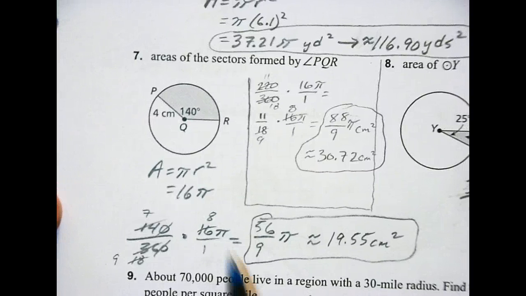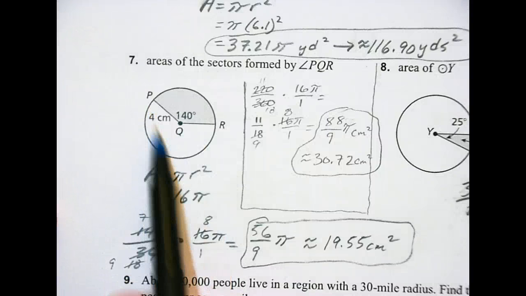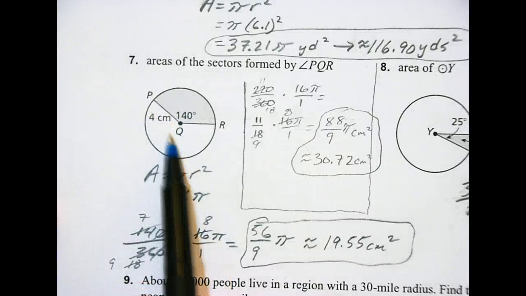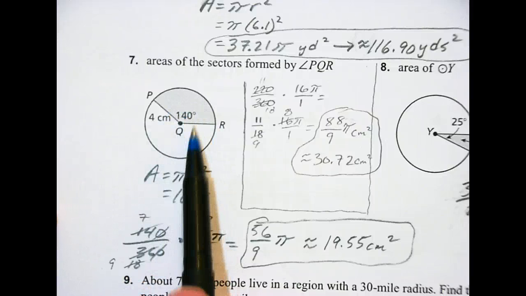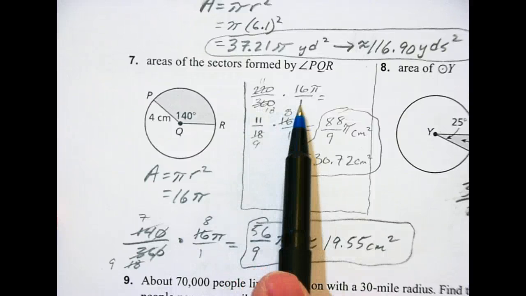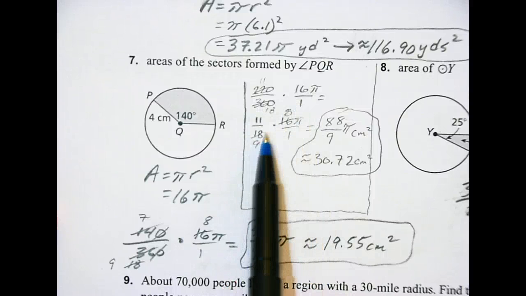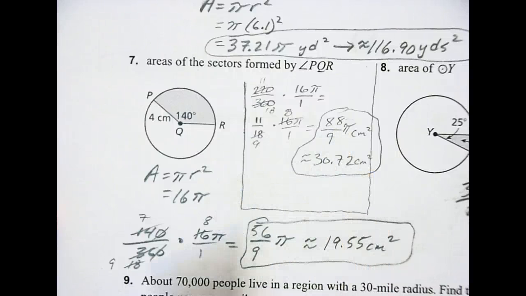Correct. Questions on that part? That's the shaded region. How many got that? And then to find this part, well, if this is 140, that makes this 220. Right? 360 minus the 140 gives us 220. 220 out of 360 times the area of 16 pi simplifies to 88/9 pi, which becomes 30.72.